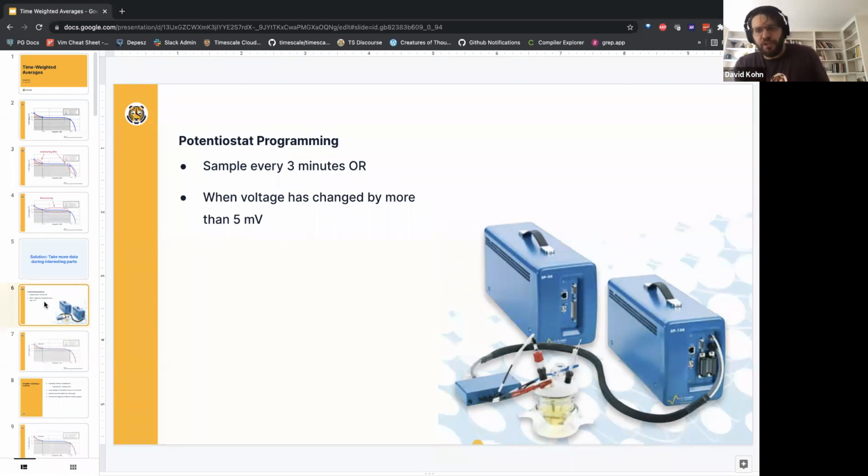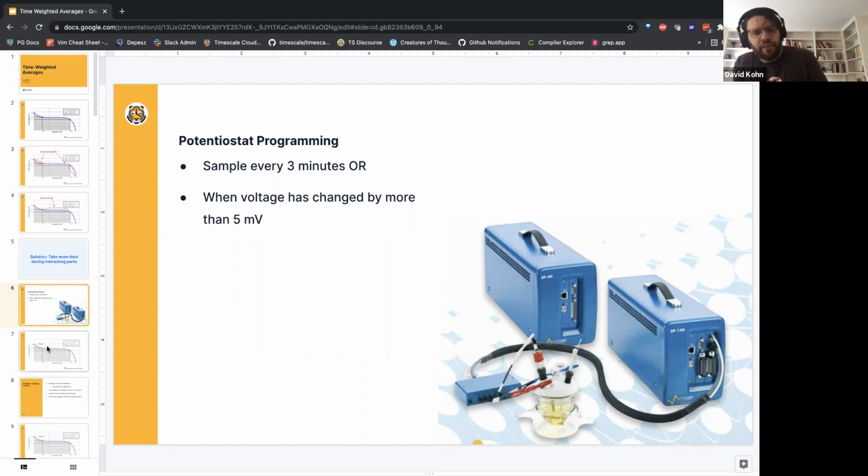So we program our potentiostat. That's a picture of a potentiostat. The potentiostat's the thing that you hook up the battery to in order to cycle it. Here it's connected to, I don't know, this is a BioLogic potentiostat connected to some half cell, basically. And so we would program the potentiostat to basically sample every 3 minutes, or when the voltage has changed by more than, say, 5 millivolts or something like that. And it could sample that way.